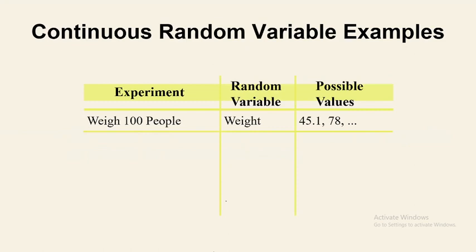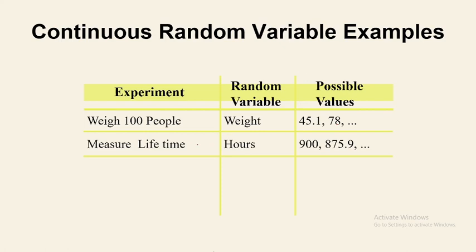For example, the weight. We are weighing 100 people. We are looking at the weight of 100 people. So the variable we are defining is the weight of a student, or weight of an employee. So it may be 45.7, 45.02, 45.78, 78.92. Similarly, there are an infinite number of possible values.